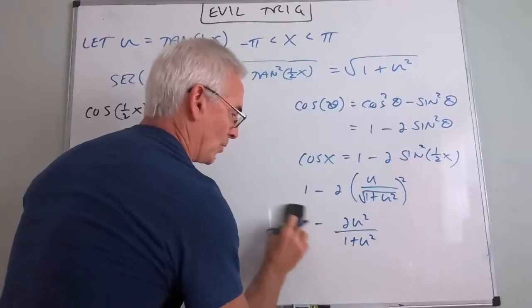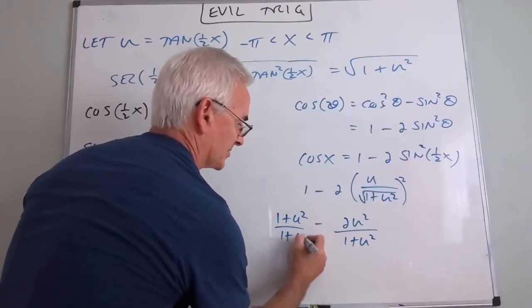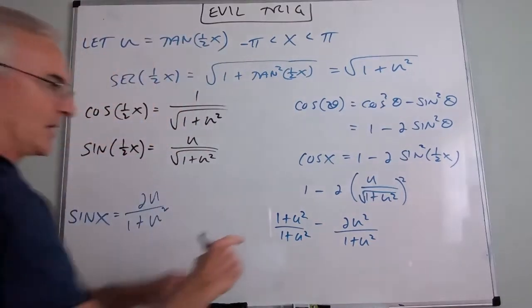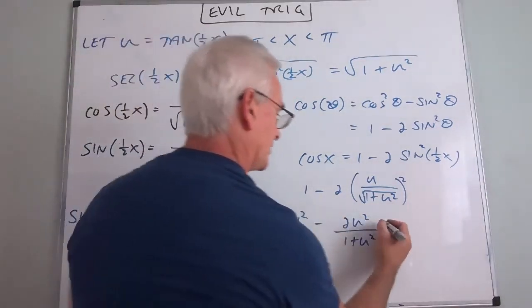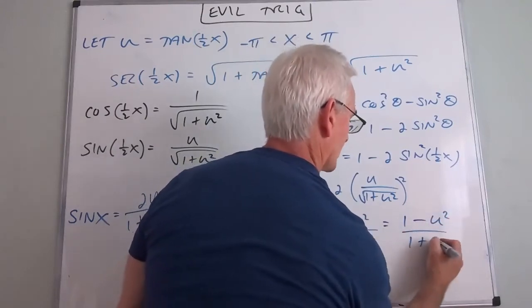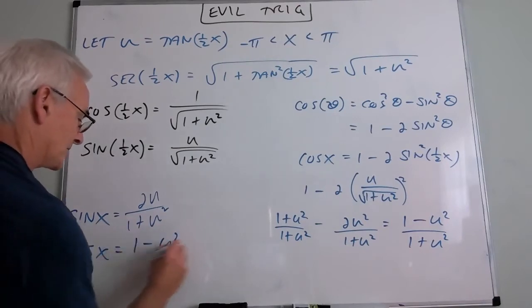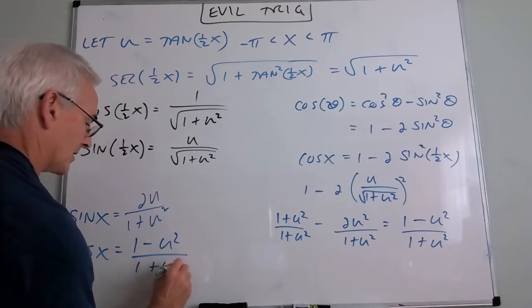So I'm going to replace 1 with 1 plus u squared over 1 plus u squared. So I have 1 plus u squared minus 2u squared. That'd be 1 minus u squared over 1 plus u squared. So now I can say that the cosine of x is 1 minus u squared over 1 plus u squared.